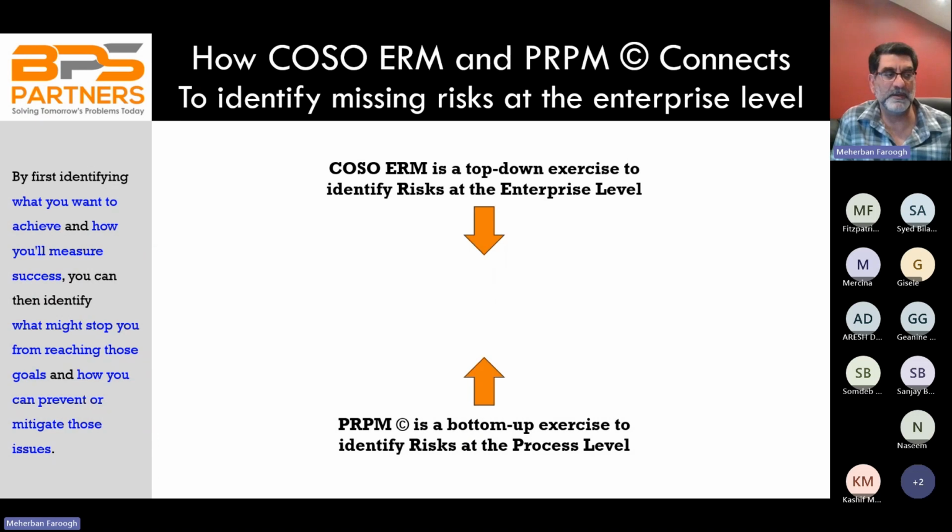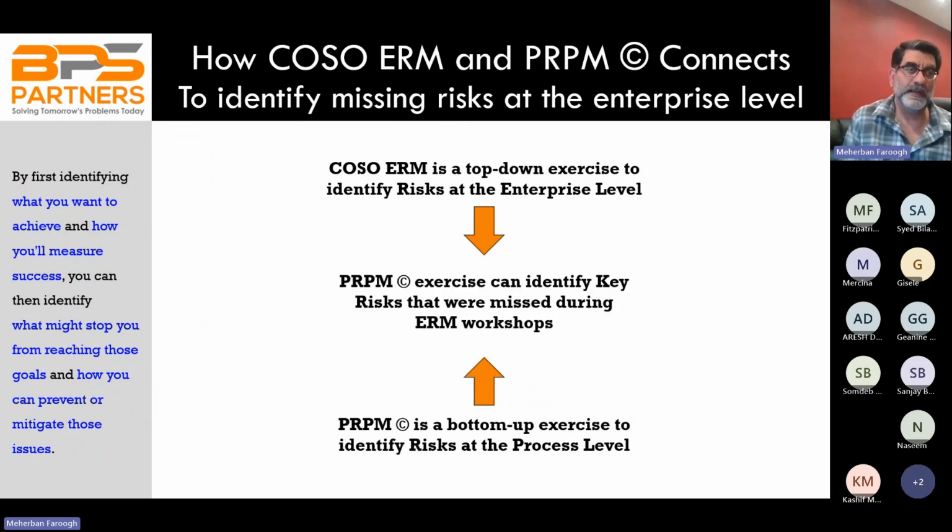When you sit down with your ERM manager, director, VP, whoever, and go through the key risks you identified in the process, especially in the core processes, you'd be surprised at times: they might not have been able to figure out that risk, or the intensity, substance or nature of the risk, during their ERM workshops with their knowledge experts. So that's where it all connects, right? The PRPM exercise can identify key risks that were missed during the ERM workshops. That's the point.